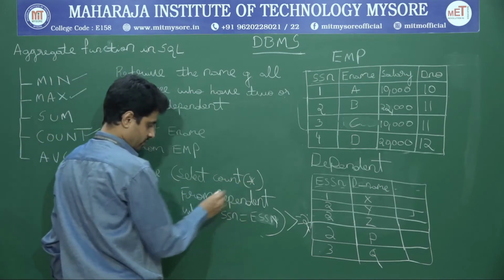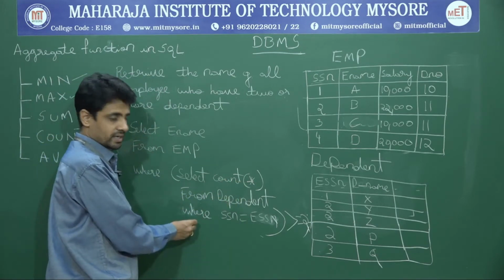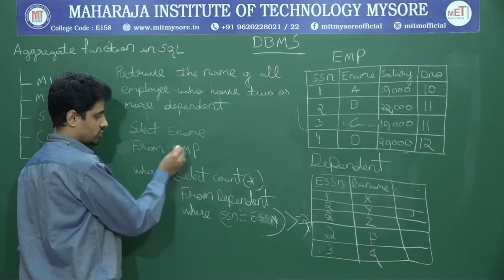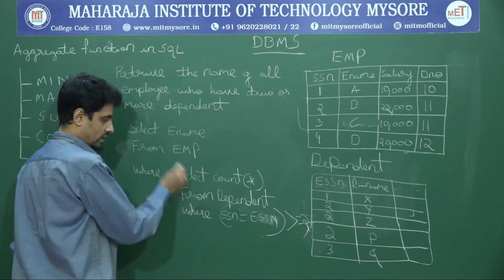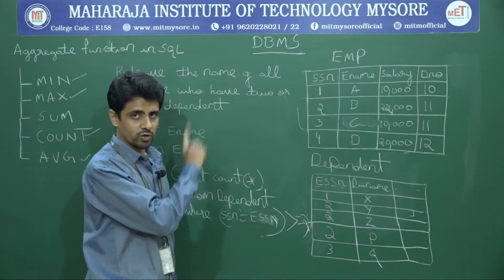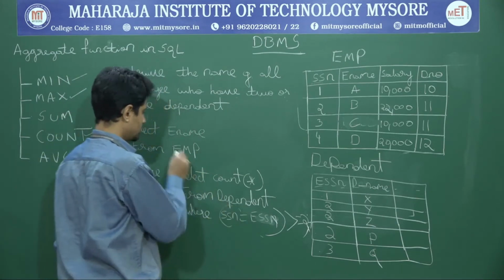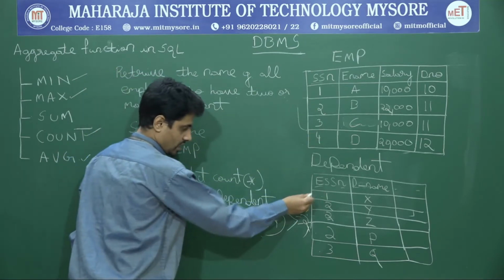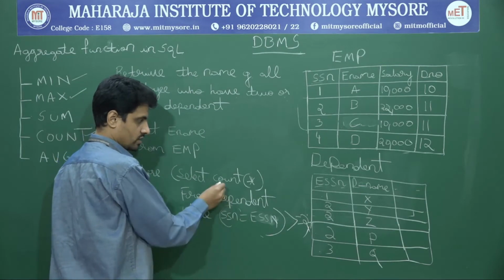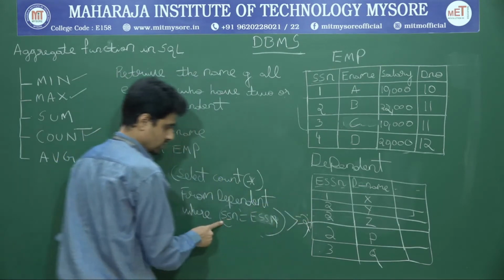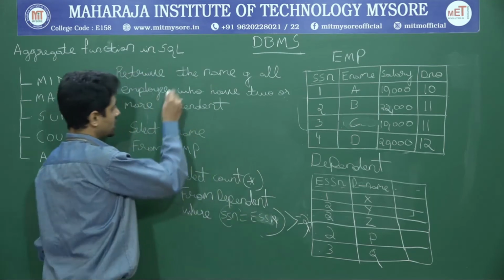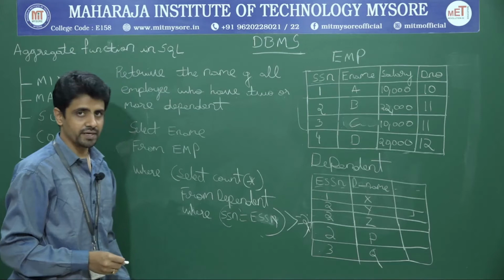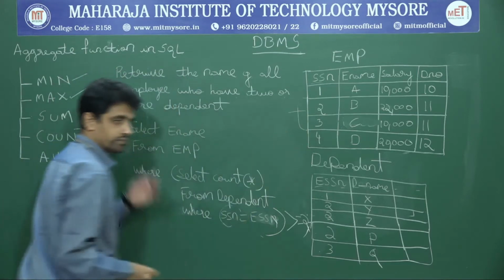Select count star from dependent. Of course it is correlated because I have used an attribute of the outer query in the inner query. SSN belongs to employee, I have used it here. So what happens when I use correlation? For each row of the output table the inner query works. That is, employee first row 1 is present here. What is the count of 1? Count is only 1. So is 1 greater than 2? No. So E name is not selected. Which E name? A is not selected. Clarified? Next I'll take 2.